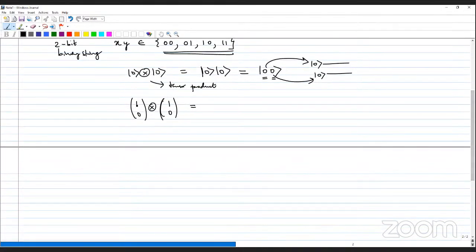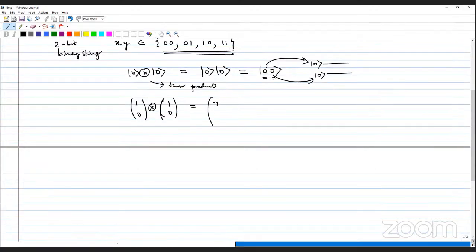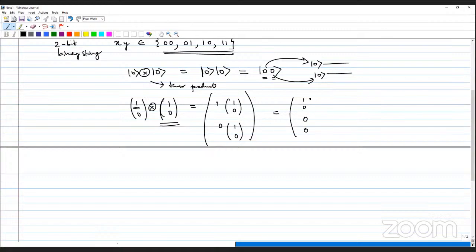The way this works is you take the first entry here, which is 1, and multiply every entry of the second vector with this first entry. So this is 1 times 1 0 and 0 times 1 0. I'm writing a kind of block form for this. This is how I get my length 4 vector. What is 1 times 1 0? That is just 1 0. And 0 times 1 0 becomes 0 0. So this is the 4 cross 1 matrix, the length 4 column vector, that I will associate with 1 0 tensor 1 0.